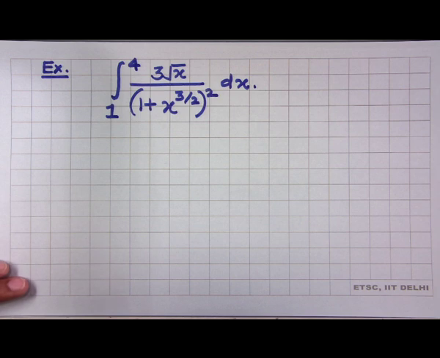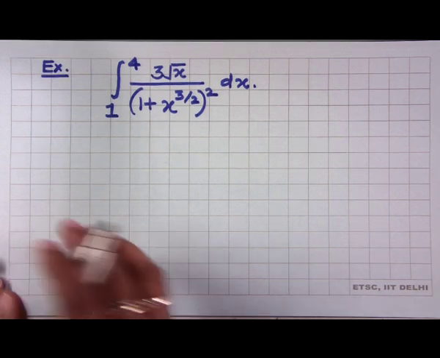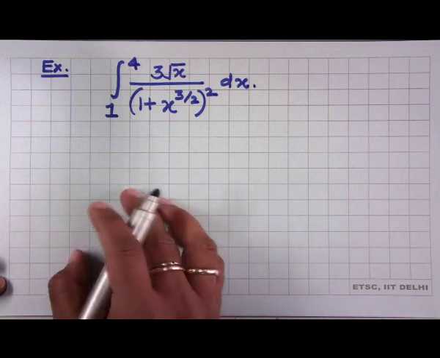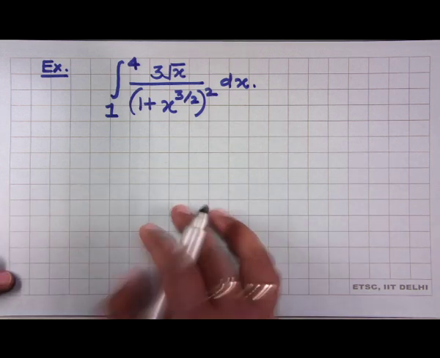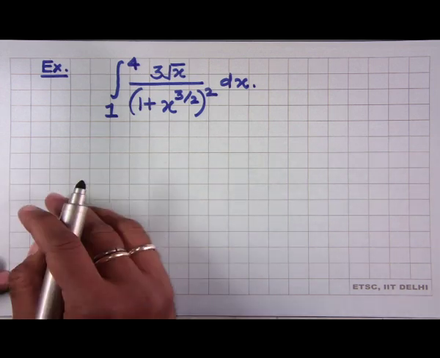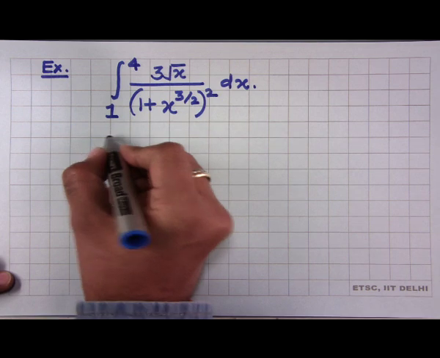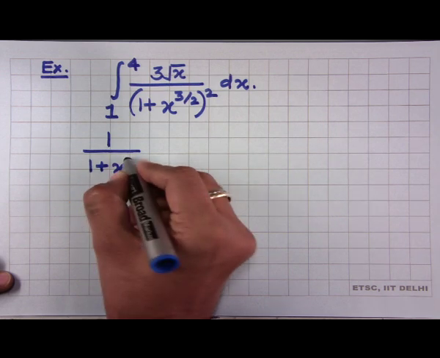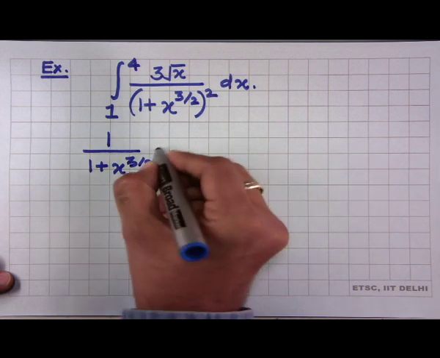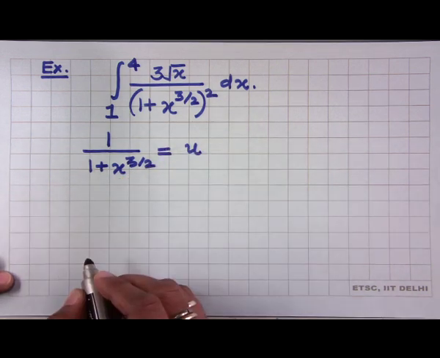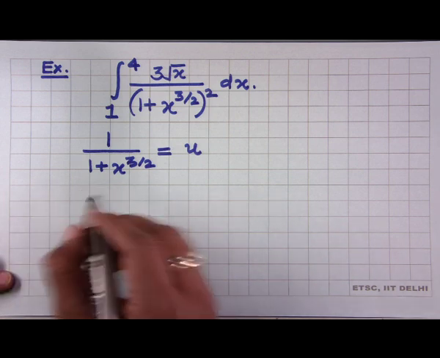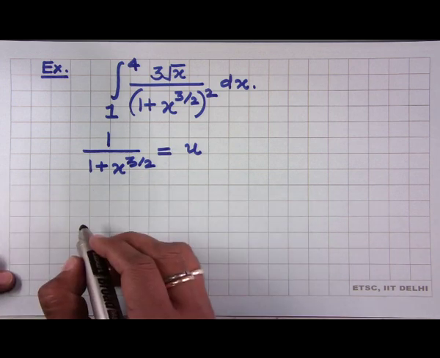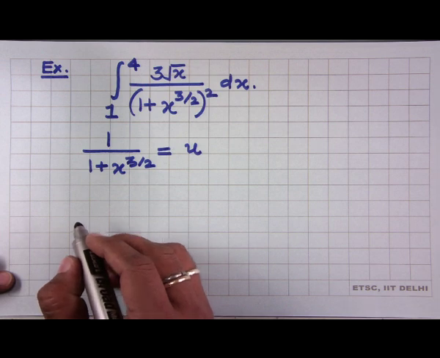Now, one remark over here: there can be several ways to solve this problem by choosing different substitutions, but one of them will give you the simplest solution. For example, if you take 1 by x to the power 3 by 2 as u, this may be one of the simplest possible substitutions for this integral. So, let us see what the limits will be.